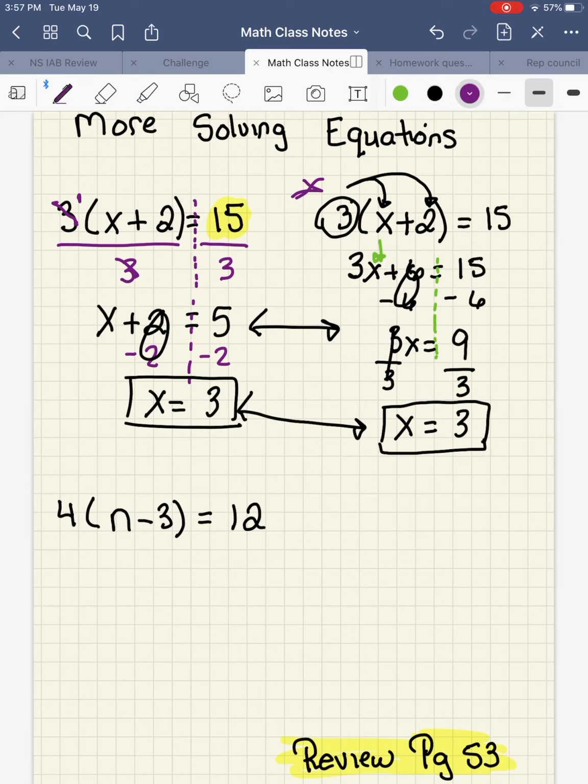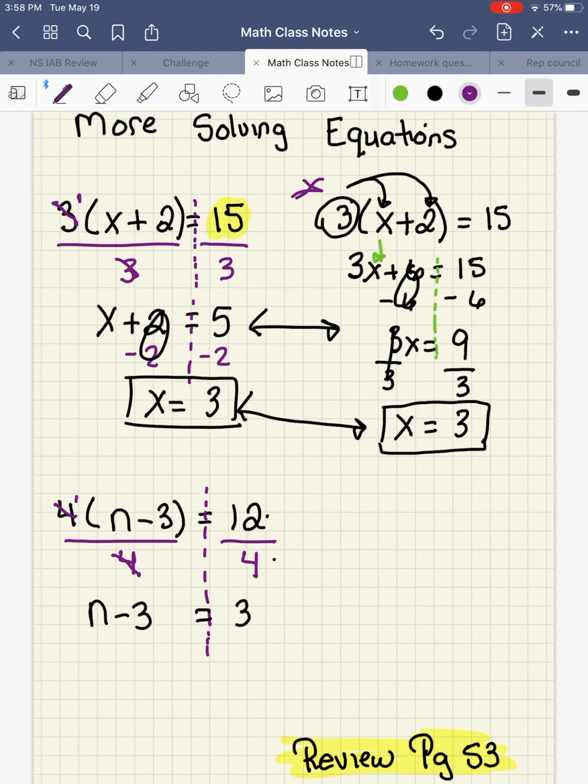So if we look at the next problem down here, I've got 4 times n minus 3 equals 12. First thing I want to do is ask myself, is 12 divisible by 4? And it is. And when I say divisible, I mean without a remainder. So I'm going to do the problem the same way I did the one up above, and that is divide both sides by 4 to eliminate that, because any number divided by itself is 1, which means I just have n minus 3 here is equal to 12 divided by 4 is 3. And now I've got a pretty simple problem to continue solving.